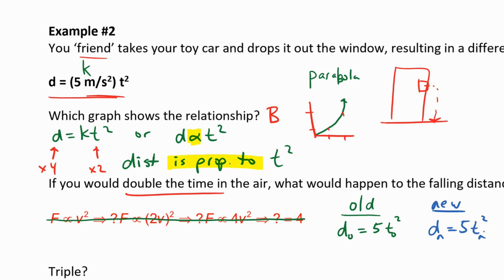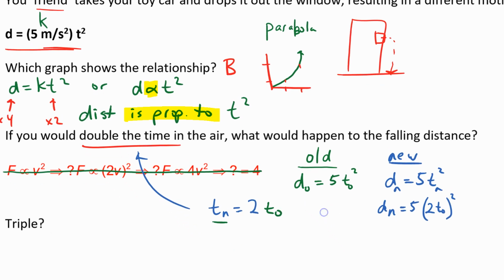Okay, so one thing to realize is that we're doubling the time. So in other words, if I double the time, that means that the new time is equal to 2 times the old time. So if I go over here, I can say that the new distance is equal to 5 times, instead of the new time in there, I'm going to put 2 times the old time all squared. Now when I square this, I'm going to say the new distance is equal to 5 times, this entire thing gets squared.